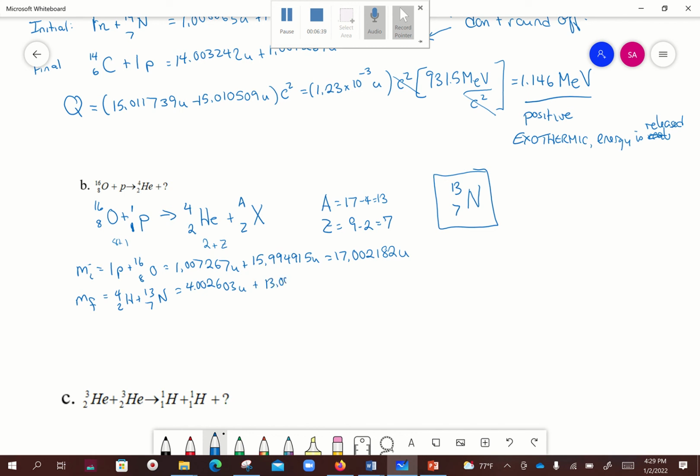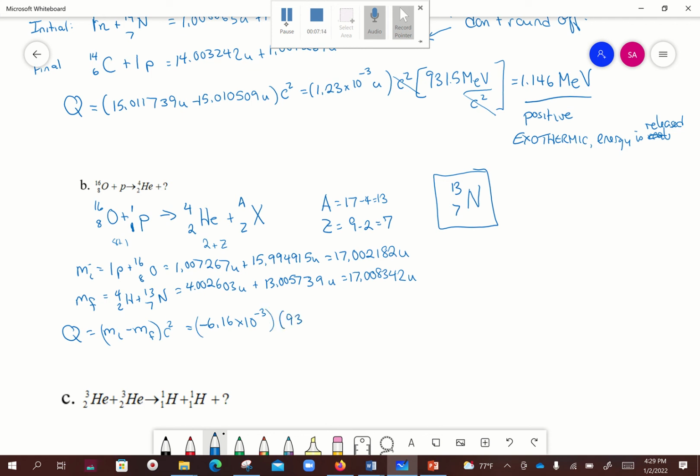And that nitrogen nucleus is 13.005739. I get 17.008342. So again, you can see these numbers are really close. Don't round them off. So if I get my Q value, it's M initial minus M final times c squared. If I subtract the masses, I get 6.16 times 10 to the minus 3. And this time I get negative because my final mass is bigger than my initial mass.